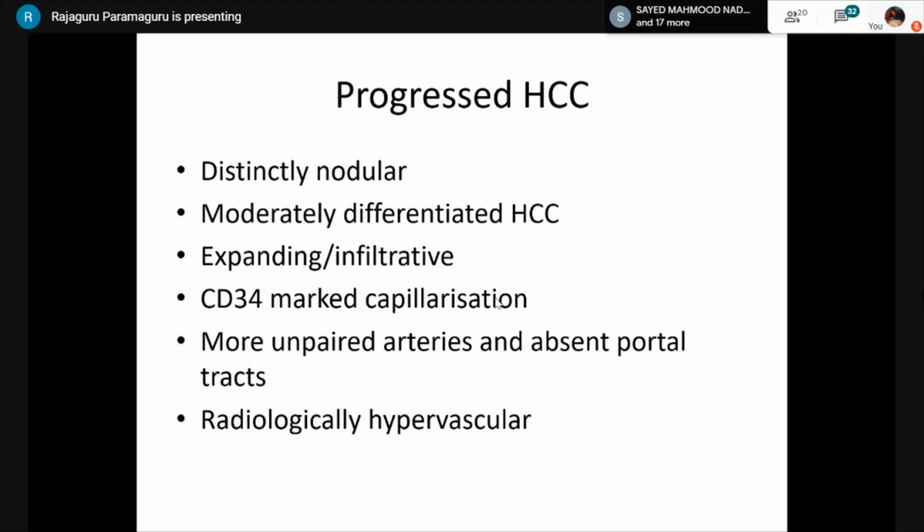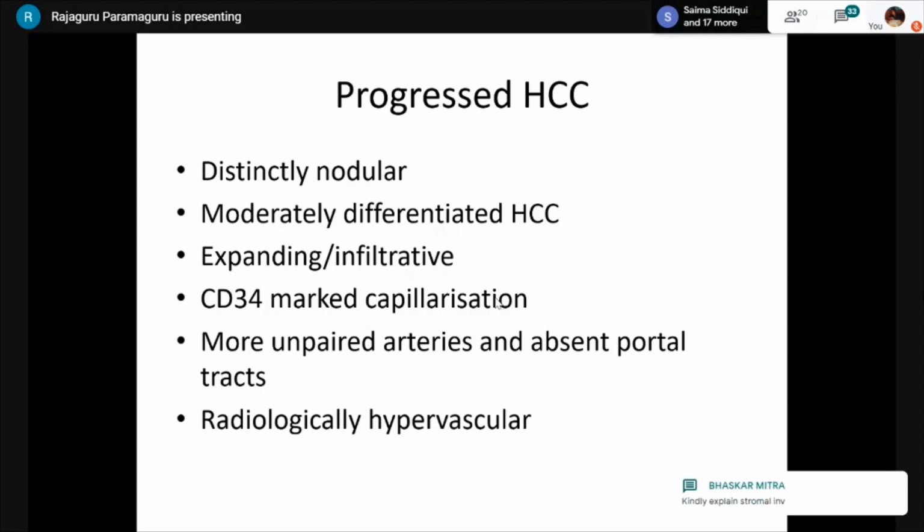So singly lying unpaired arteries will be present, and you don't have to think about portal tracts because here they will be absent. And it shows a lot of invasion, including invasion in the portal vein also. So this will not be a problem histologically.